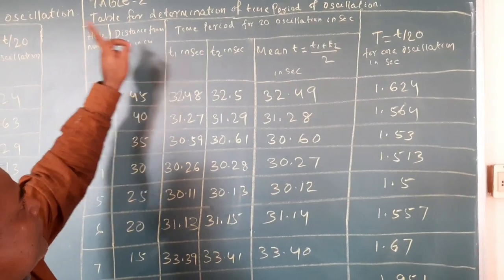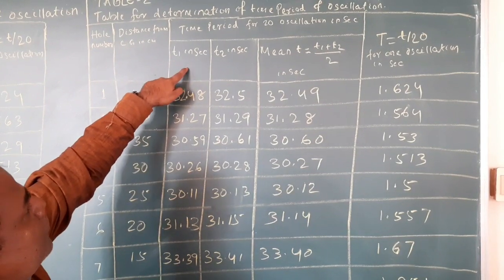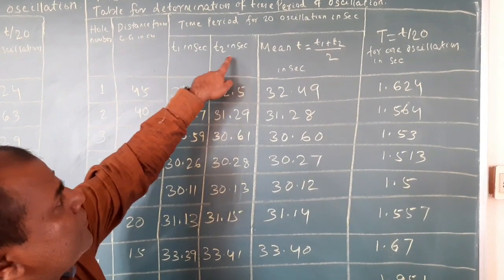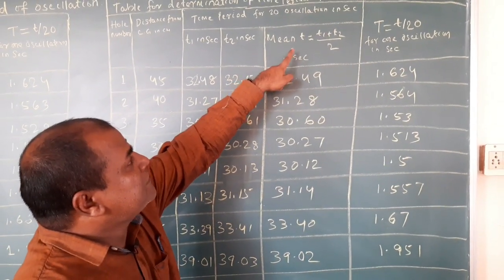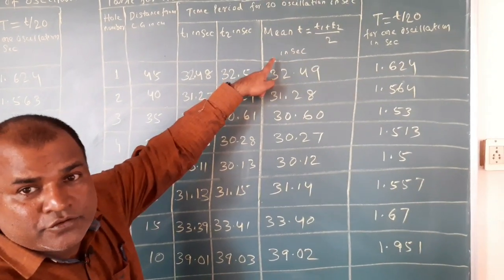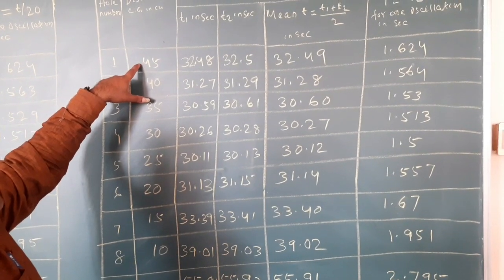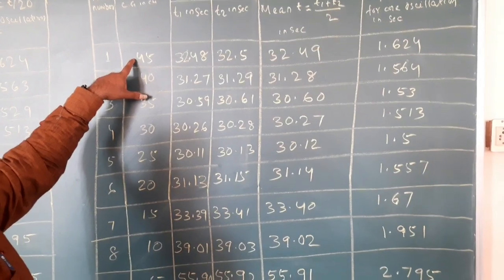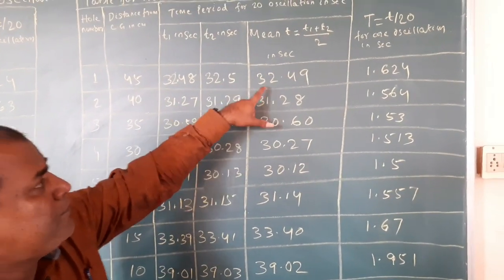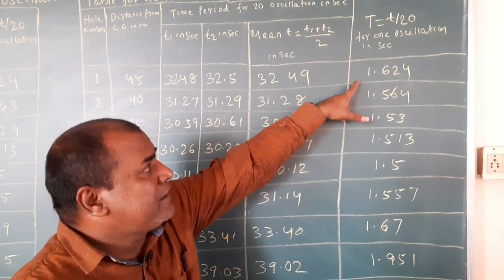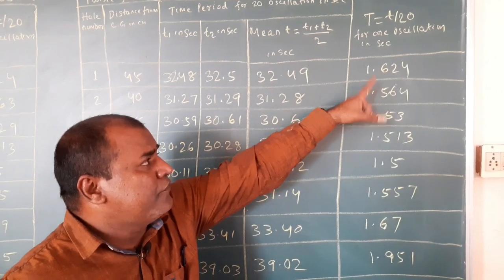Similarly, time 1, similarly table 1, table 2, also T1 in seconds, T2 in seconds. Mean T, the time period for mean T, is (T1 plus T2) by 2. Whole number 1, that is the distance from the center of gravity, that is 45. First reading is 32.48, then 32.5, mean is 32.49, and the time period for 1 oscillation, capital T, is 1.624.